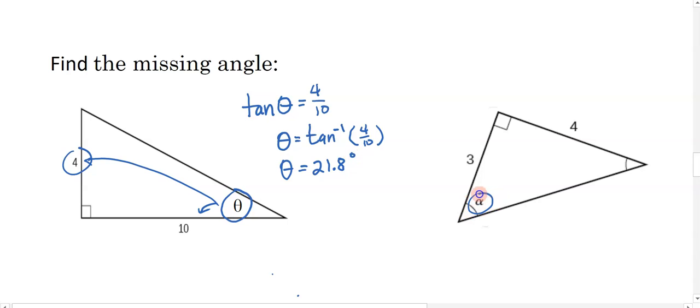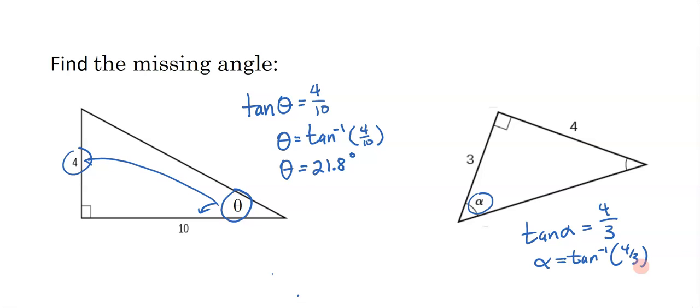We'll try one more. We'll find alpha here. Tan of my unknown angle, so I use a variable, equals 4 as compared to 3. Therefore, my angle is equal to the tan inverse of my ratio. And again, we just type that into our calculator, and we get tan inverse bracket 4 divided by 3 closed bracket. I get, let's do this one to the nearest degree, 53 degrees. All right, so that's finding the angle.